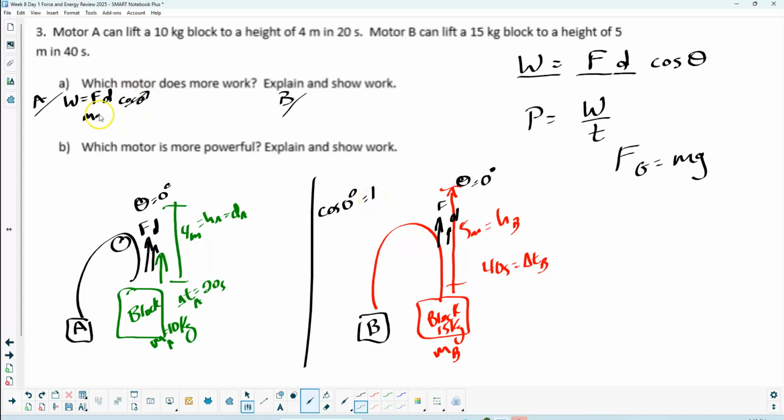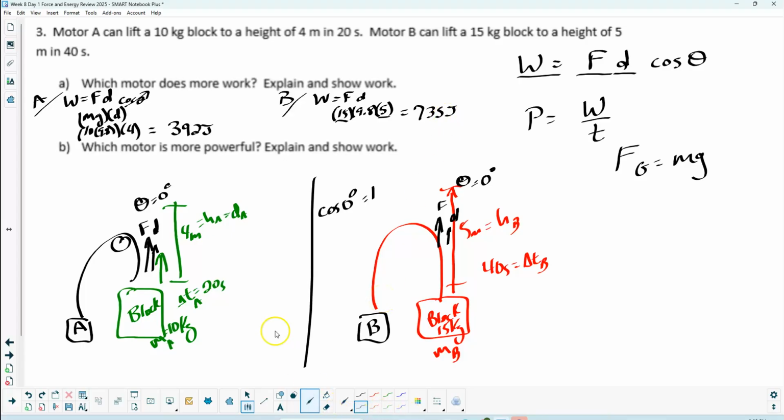So you need the force, which is mg, because it's the weight, times the distance for each one. So for A, it's 10 times 9.8, that's the weight, and you're going to multiply that by 4. So that number turns out to be 392 joules. So that's how much work that one does. And then for B, it's again F D cosine theta, still just cosine of 0, which is 1. So it's m times g, so it'd be 15 times 9.8 times the height that it goes to, which is 5. These numbers are bigger, so it's going to do more work. So it ends up being like 735 joules.